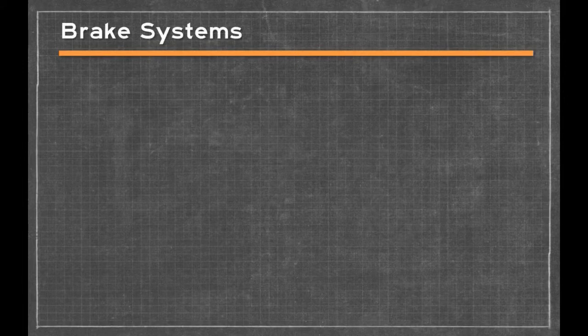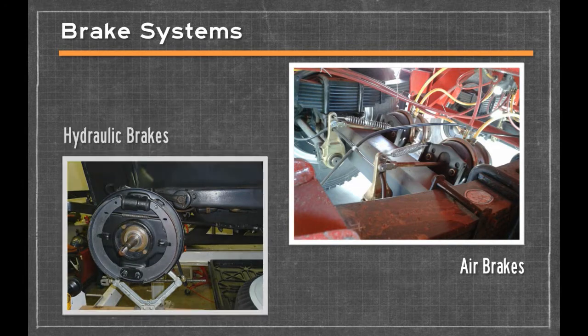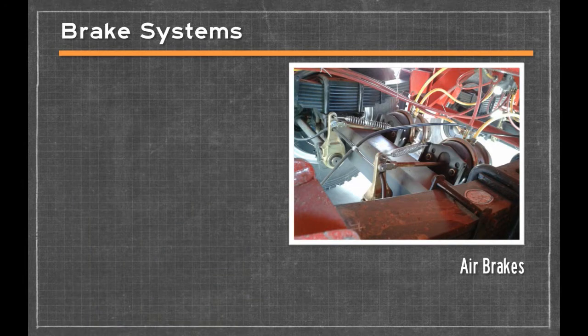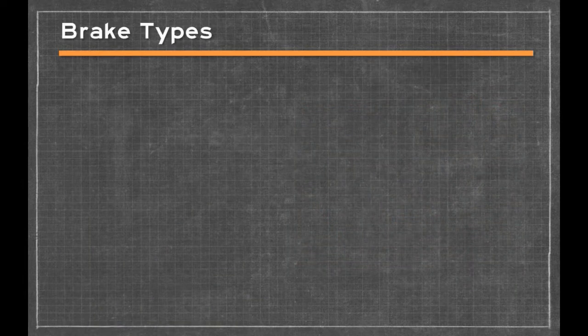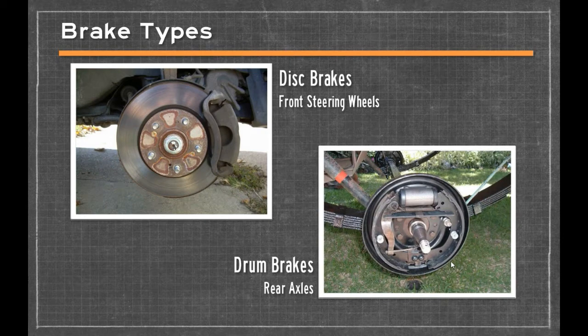First of all, there are two types of braking systems: hydraulic brakes and air brakes. As their name suggests, hydraulic brakes use hydraulic fluid to transfer pressure from the brake pedal to the brakes, while air brakes use air pressure. Now, within these two systems, there are two types of brakes: disc brakes and drum brakes. Today, most vehicles have disc brakes on the front steering wheels and drum brakes on the rear axles.